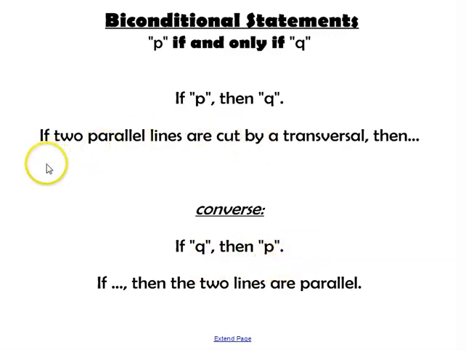So in our case, we're going to be studying the original theorem: if two parallel lines are cut by a transversal, then something, and that something is going to change each time. And also the converse: if something, then the two lines are parallel. So let's look into this a little more specifically, and then we'll come back to talking about this.